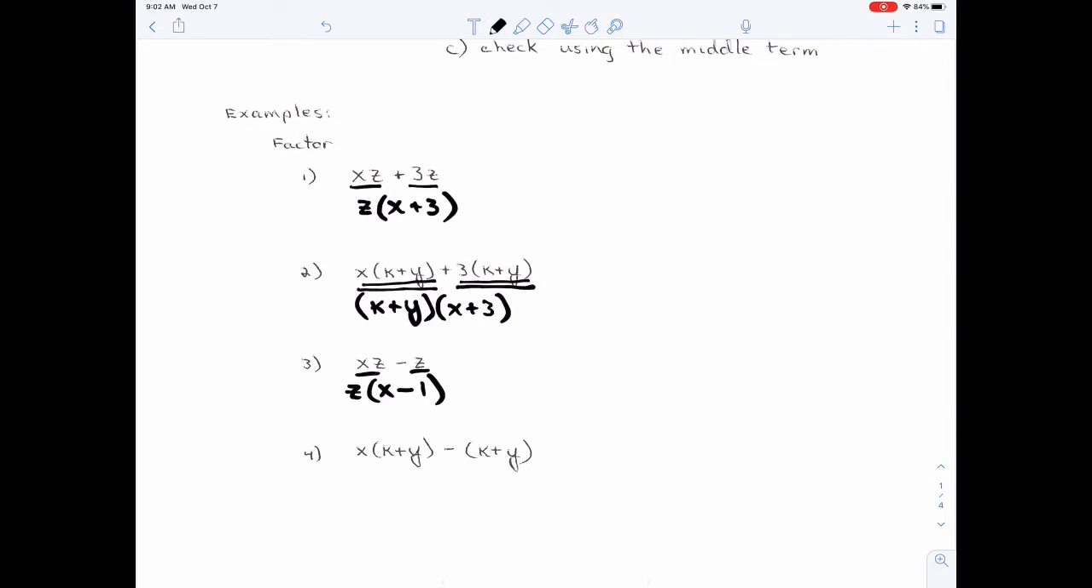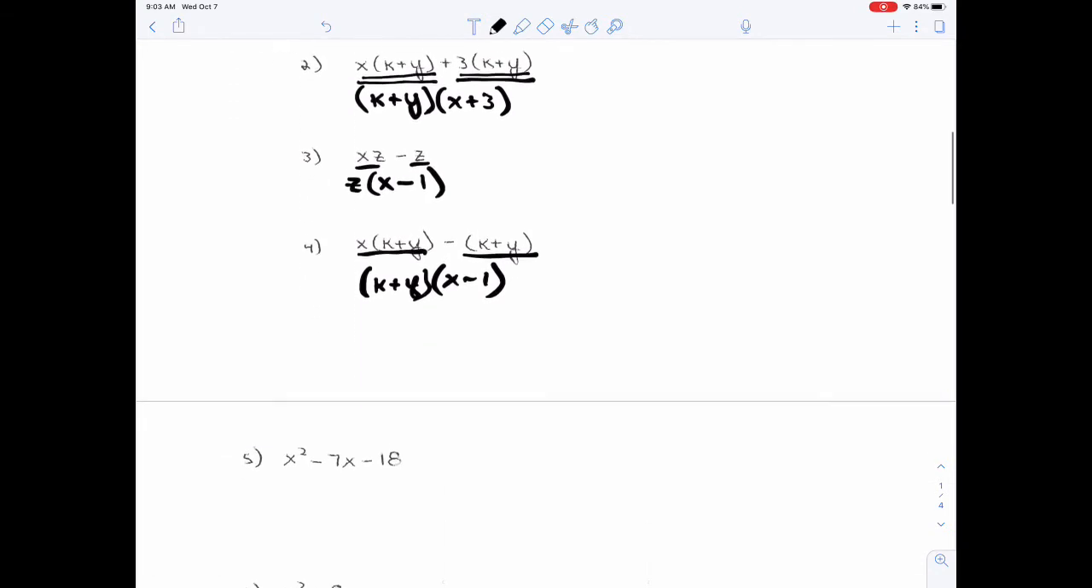Well, let's take a look at number 4. Again, there are 2 terms. So let's write down k plus y. That's common to both of them. And if you pull a k plus y out of the first term, you get x. Pull a k plus y out of the second term, you get negative 1. Again, 3 and 4 are the same problem. The only difference is 3 has a z and 4 has a k plus y. These are all examples of a greatest common factor.